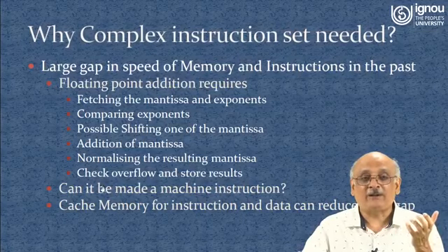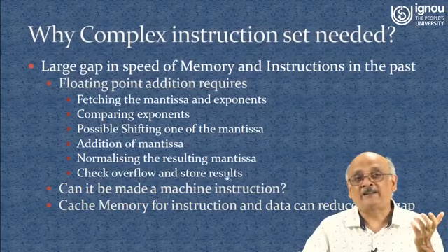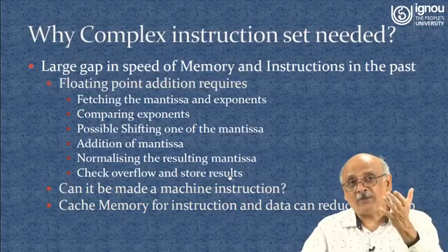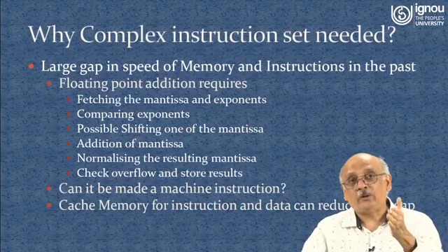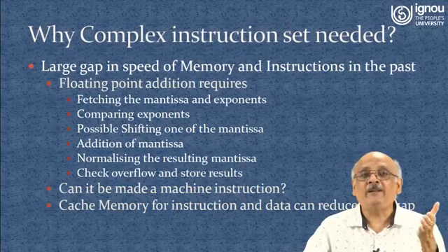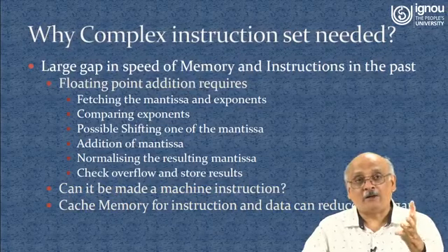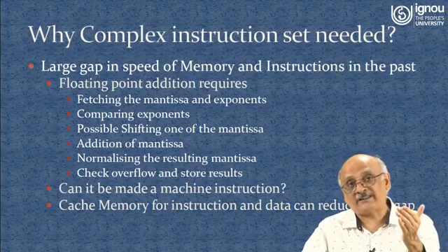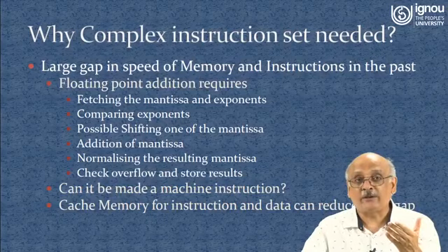And finally, before the normalization, overflow and condition will be checked, and finally the result will be stored. So there will be a number of sequential instructions which will be required to execute floating point addition. Now, if that is the case, obviously it is going to fetch at least 6 to 7 such instructions from the memory, and then the execution is going to take place.